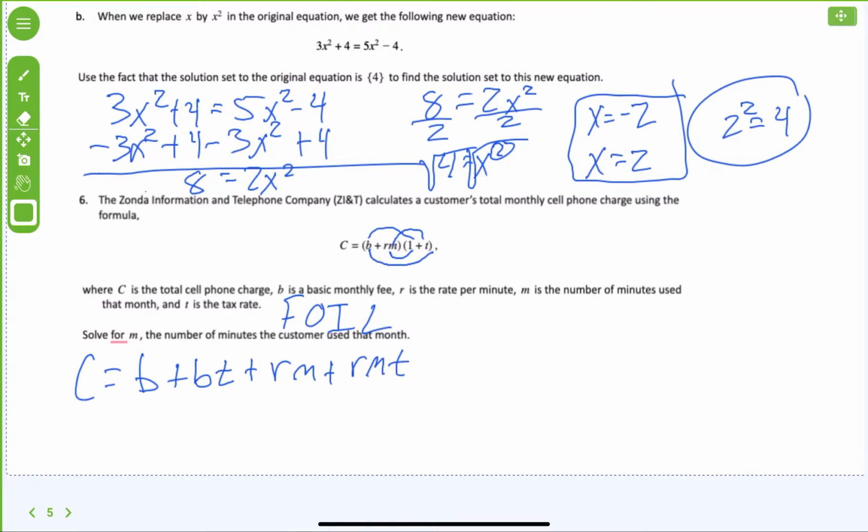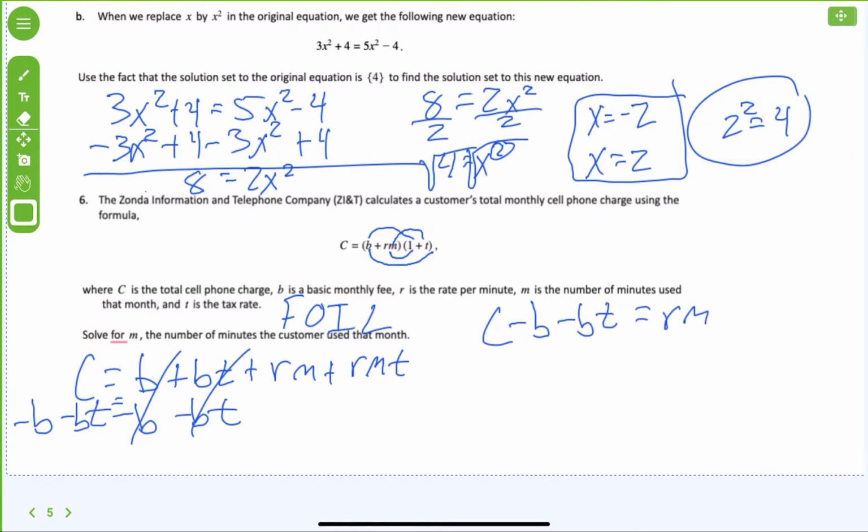And then the last would be plus RMT. Now, whenever you have those written together like that, that means B times T, or R times M, or R times M times T, right? Right. But now we have to try and solve for M, which means let's subtract B and BT from both sides. So that cancels them over here, and let's rewrite it over here as C minus B minus BT is equal to RM plus RMT.